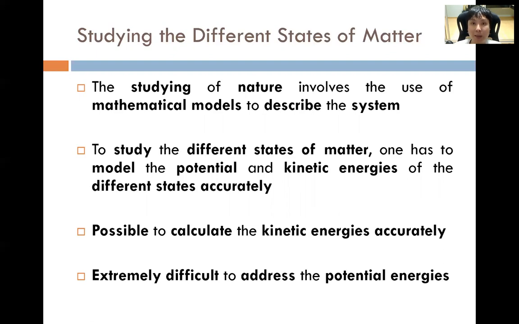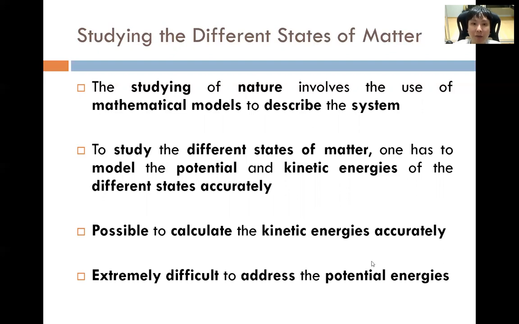So you need to be able to describe how the potential energy will vary as the positions of all 6 times 10 to the power 23 particles change and when their orientations change. So it's extremely difficult to model this. It's simply a function of too many dimensions. The dimensions are basically the orientations and positions of the particles. So it's extremely difficult to address the potential energies.